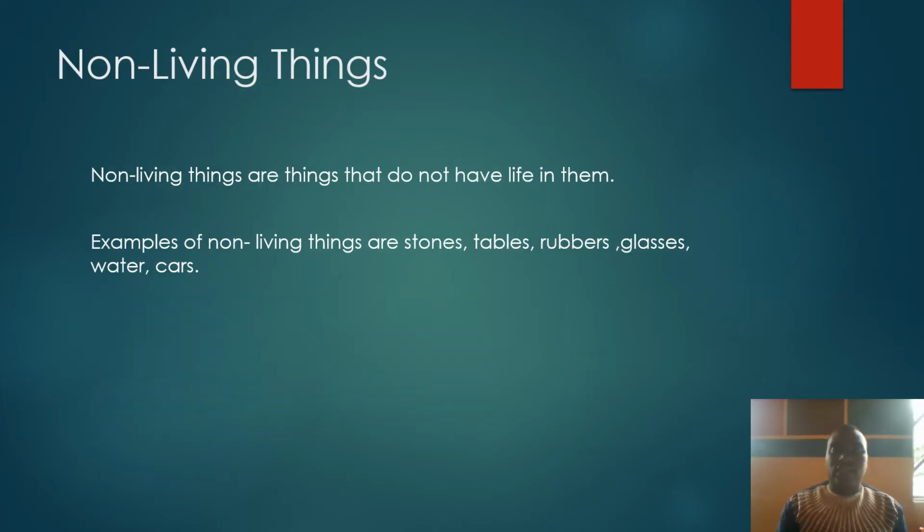Non-living things, on the other hand, are things that do not have life in them as compared to living things. A typical example is stones, tables, rubber, glasses, water, sand, cars. You have buildings, you have roads. They are all non-living things because they do not have life in them.